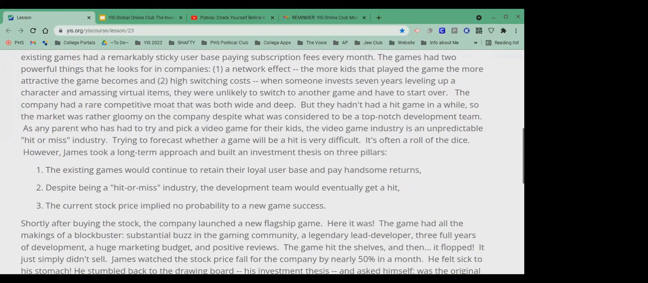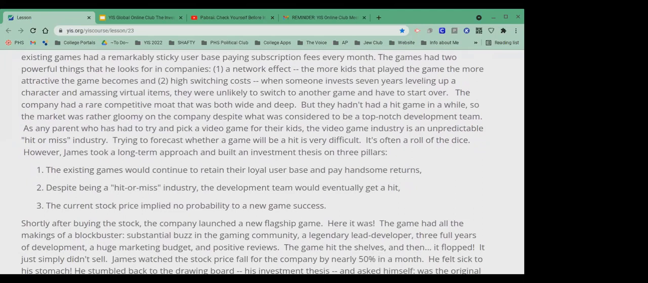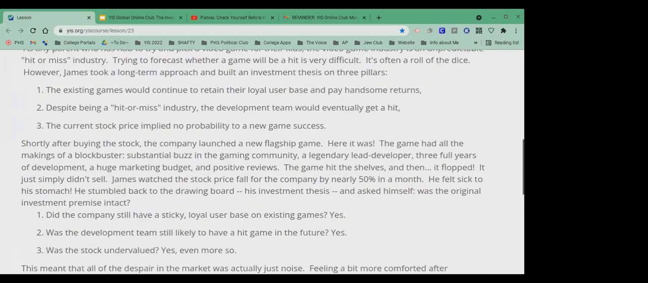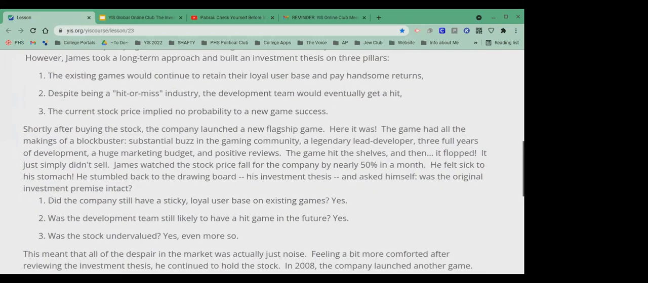So James Fletcher decided to invest in this company, even though the industry of video games was a hit or miss industry, meaning that one video game could do very well, whereas another couldn't. It really depended on the users. So he built an investment thesis based on the idea that the existing games would continue to retain their loyal users, as we mentioned above.